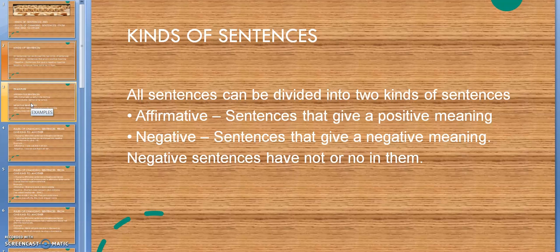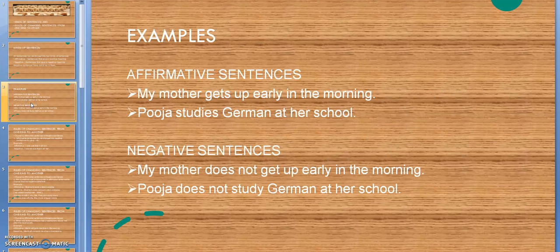Did you hear me correctly, children? I repeat again. All the sentences, that is, all the 4 types of sentences that we have studied, may be affirmative or negative. Affirmative means sentences that give a positive meaning. Negative means sentences that give a negative meaning. Simply we can say negative sentences have not or no in them. Now let us see the examples of both these types of sentences.